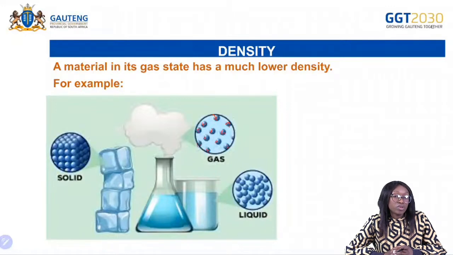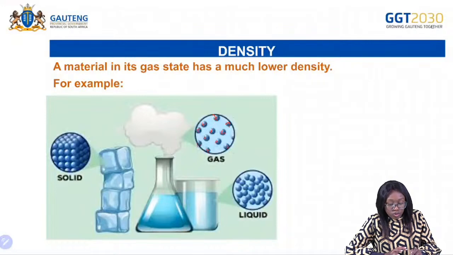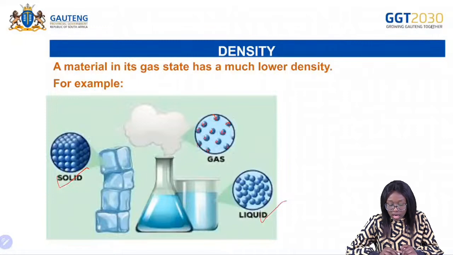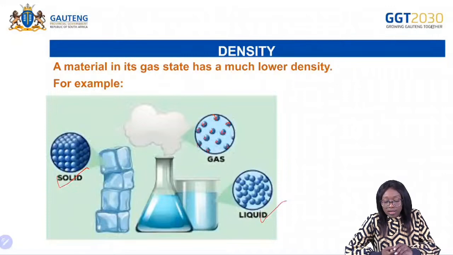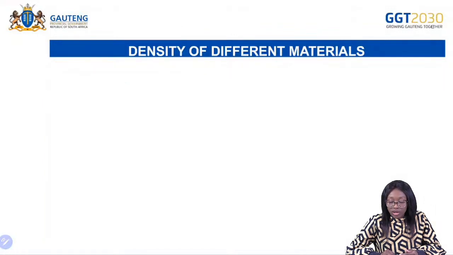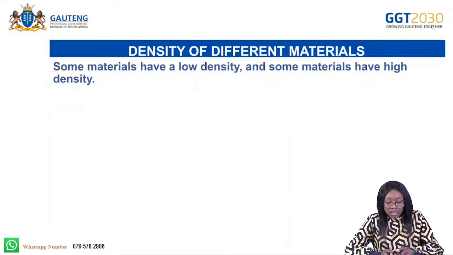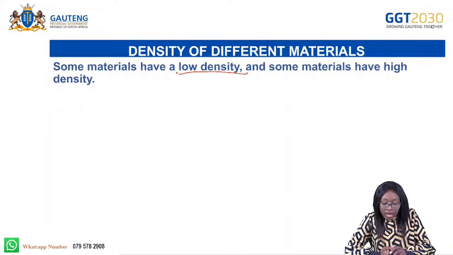A gas's volume is not fixed. A gas will change its volume and fill up the space that it is put into, whereas the volume of a solid is fixed and the volume of a liquid is fixed. So, because of the arrangement of gas particles, it lowers its density. So, gases are less dense in general. Now let's learn about density of different materials. So some materials have a low density, whereas other materials have a high density.